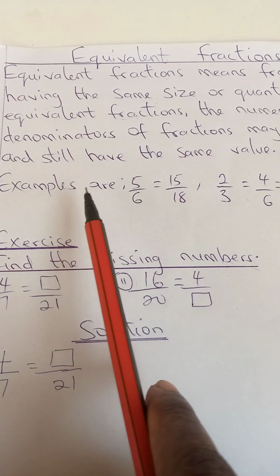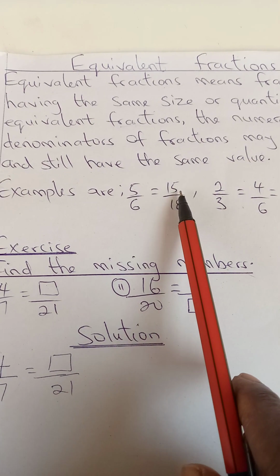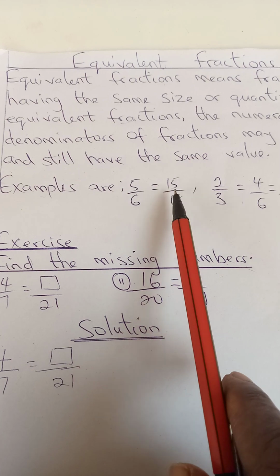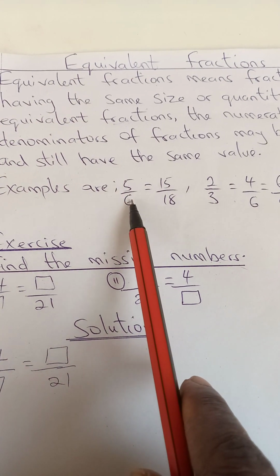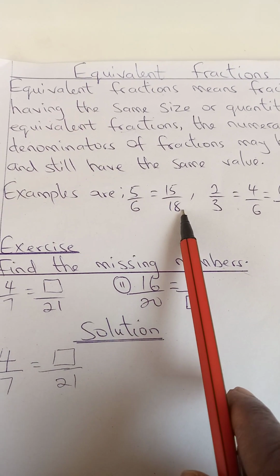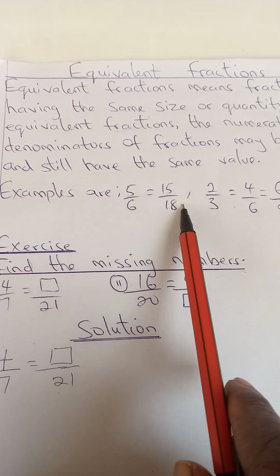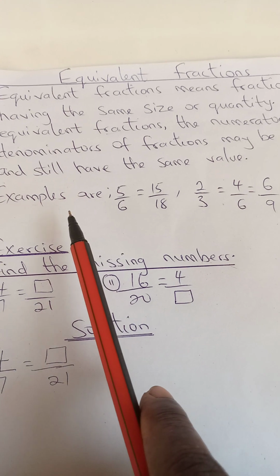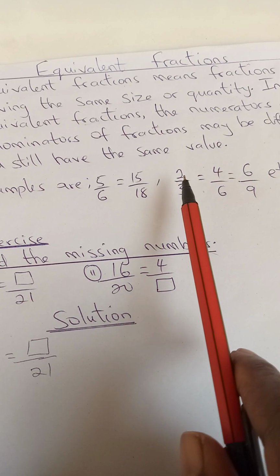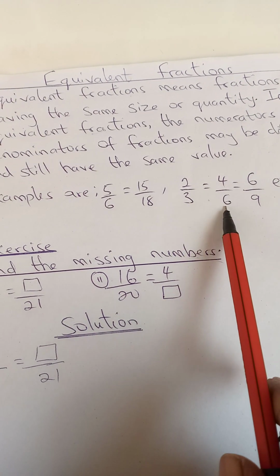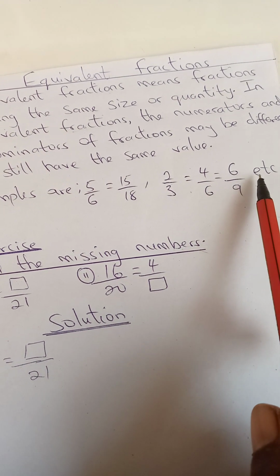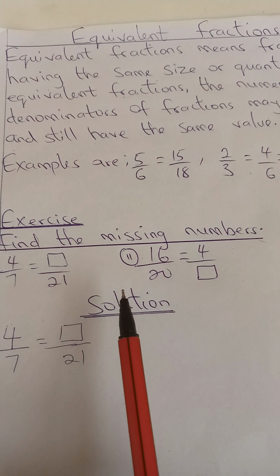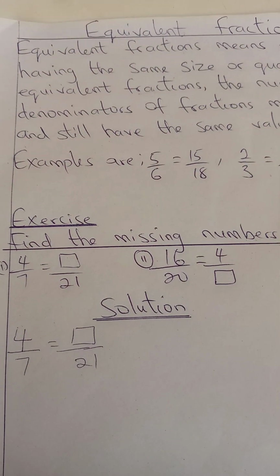Look at the examples here. 5 over 6 equals 15 over 18. This 5 over 6 is a fraction and 15 over 18 is a fraction too. But they have different numerators and different denominators, yet they have the same value. That's what it's saying. Another example of equivalent fractions: 2 over 3 equals 4 over 6 equals 6 over 9, etc. Now let's try this exercise for better understanding.